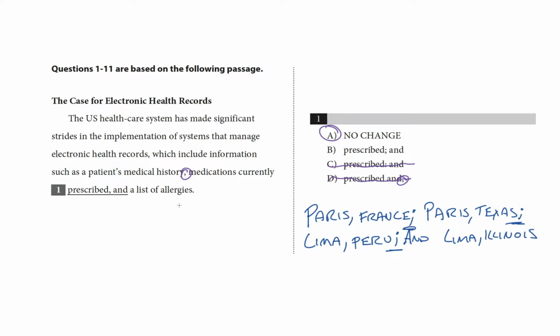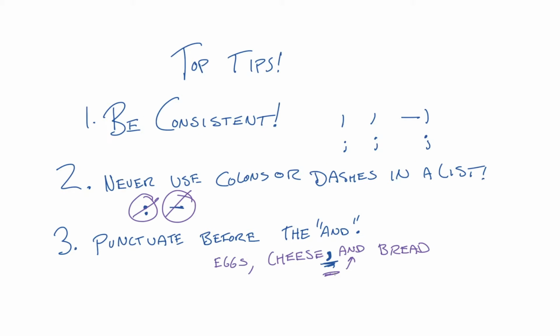And we can also confirm that the semicolon is wrong because there isn't an independent clause after it. And a list of allergies couldn't stand on its own as a sentence. For questions like these, remember those top tips. Be consistent in your punctuation, avoid colons or dashes in a list, and make sure punctuation comes before the and or the or. Good luck out there. You've got this.